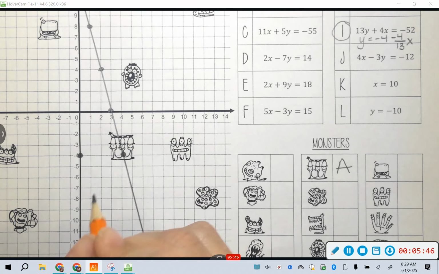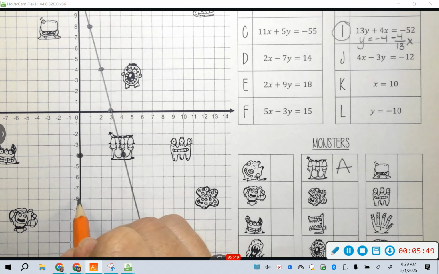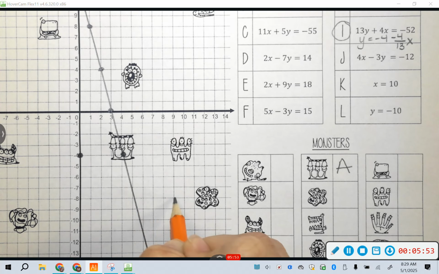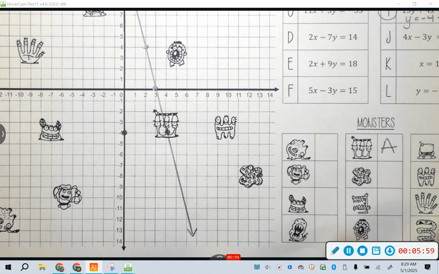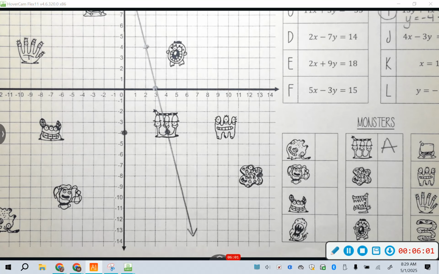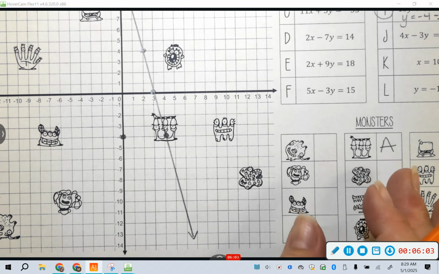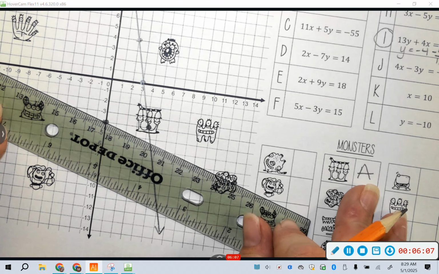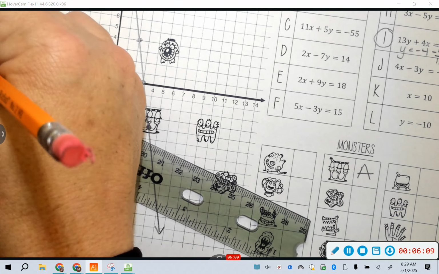And we said down 4, 1, 2, 3, 4, right 1, 2, 11, 12, 13. So again, I said y'all can stop either when you go through your monster or you have 4 or 5 points. So we just went through our monster. We only have 2 dots, so a ruler really does help here. But this is what it's going to look like.